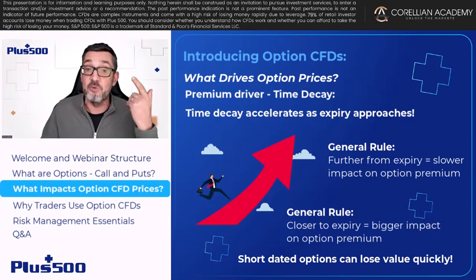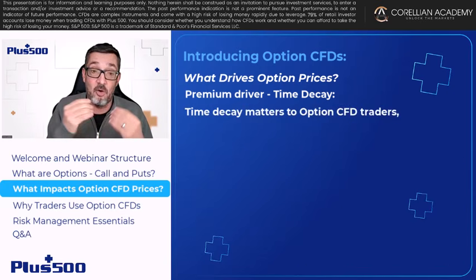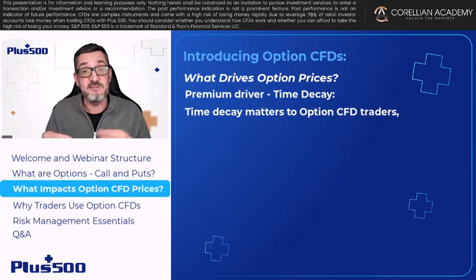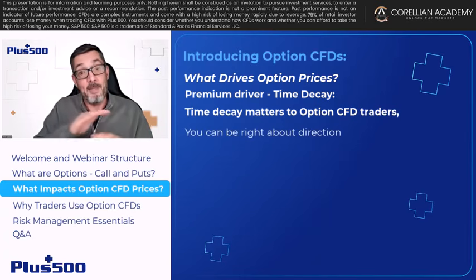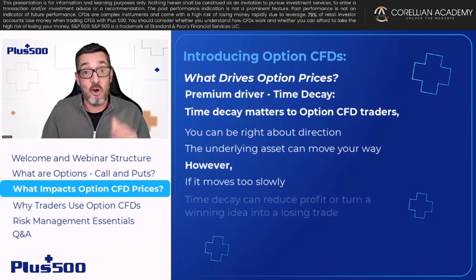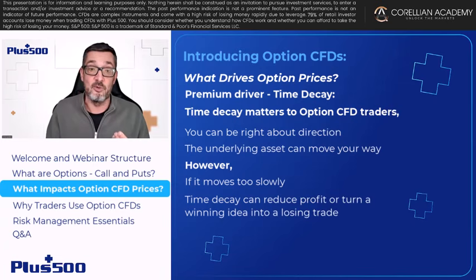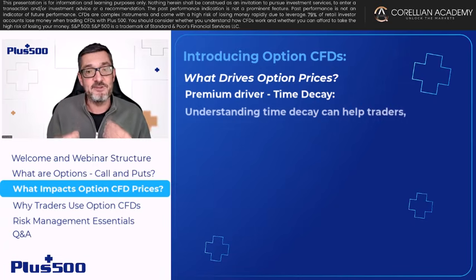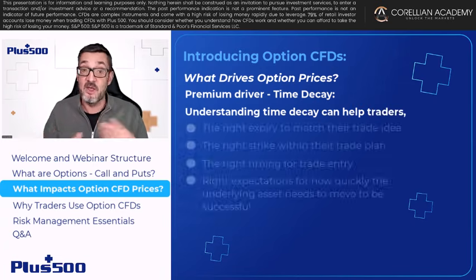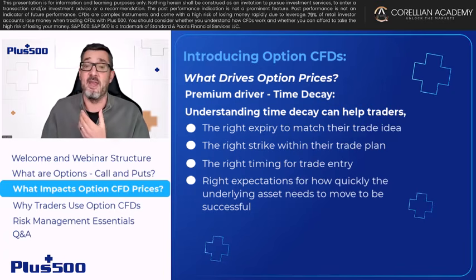Time decay is the only force that is guaranteed. It never stops, it never reverses, and never pauses. And for option CFD traders, this means you can be right about direction and the underlying can move your way, but if it moves too slowly, time decay can still reduce your profit or turn a winning idea into a losing trade. Understanding time decay can assist traders to choose the right expiry, the right strike, the right timing, and the right expectations for how quickly the market needs to move.